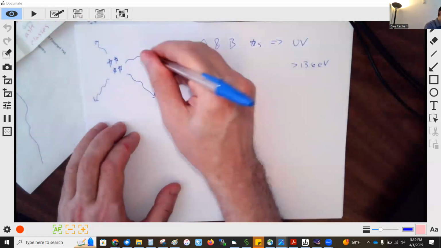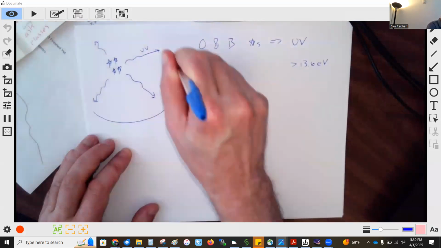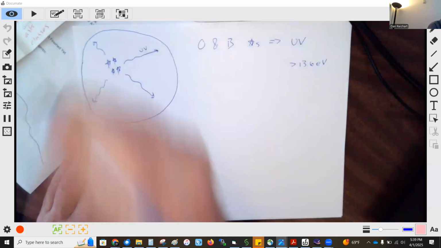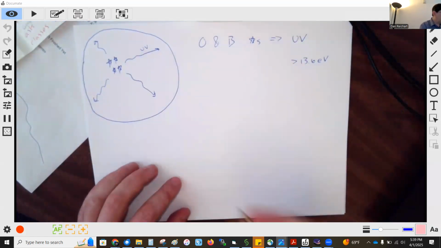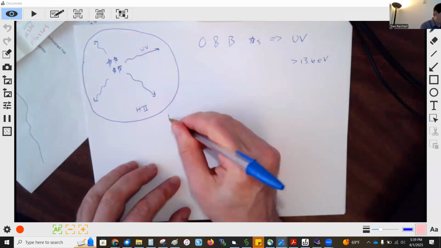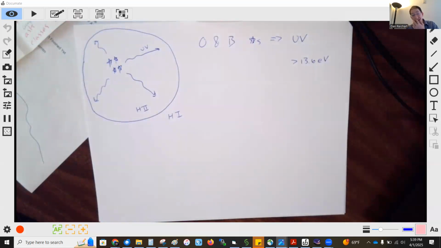Right there, this is UV, creating a region. And we call this an H2 region. And out here, this is called H1. Just to remind you, H1 means neutral hydrogen.